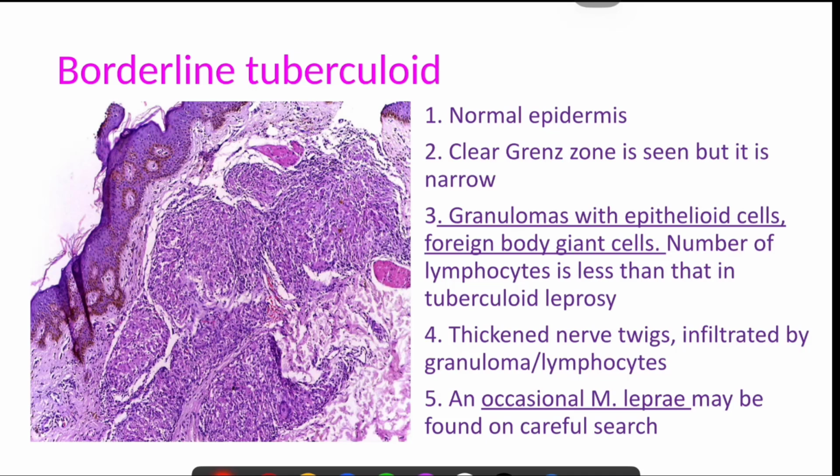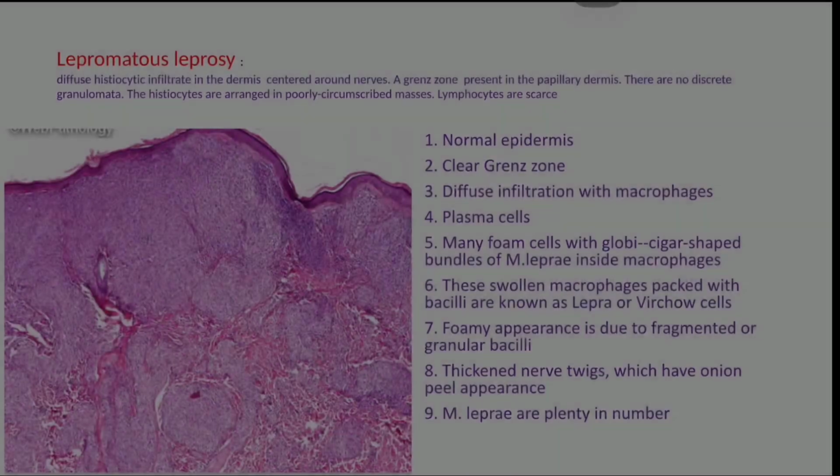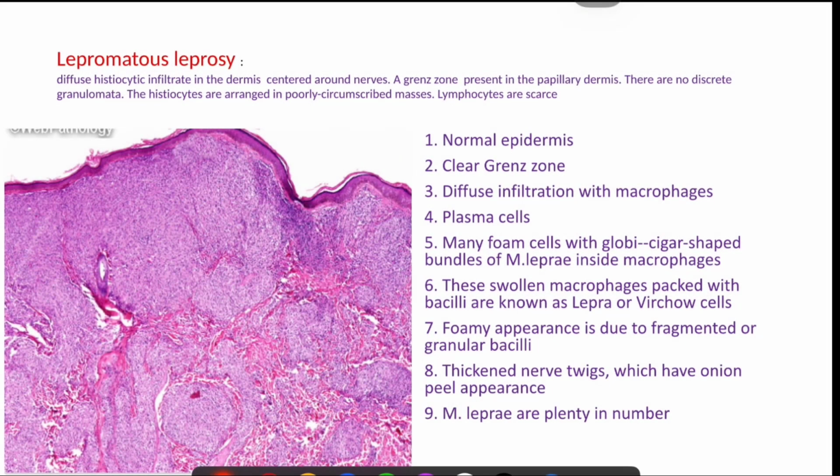Borderline tuberculoid, where you can find normal epidermis. This is the grenz zone, which is seen but narrow. Here, granuloma with epithelioid cells are seen, but mostly having foreign body type of giant cells, and the number of lymphocytes is less than tuberculoid leprosy, thickened nerve twig, and occasional M. leprae is seen. Now, lepromatous leprosy.